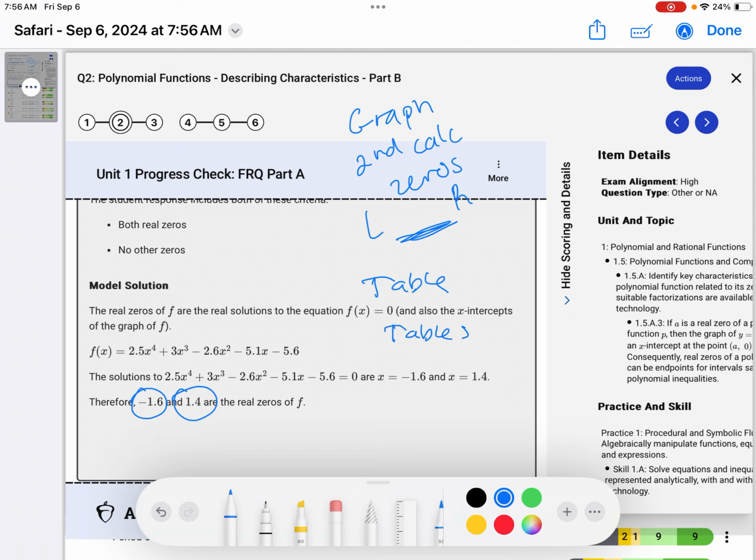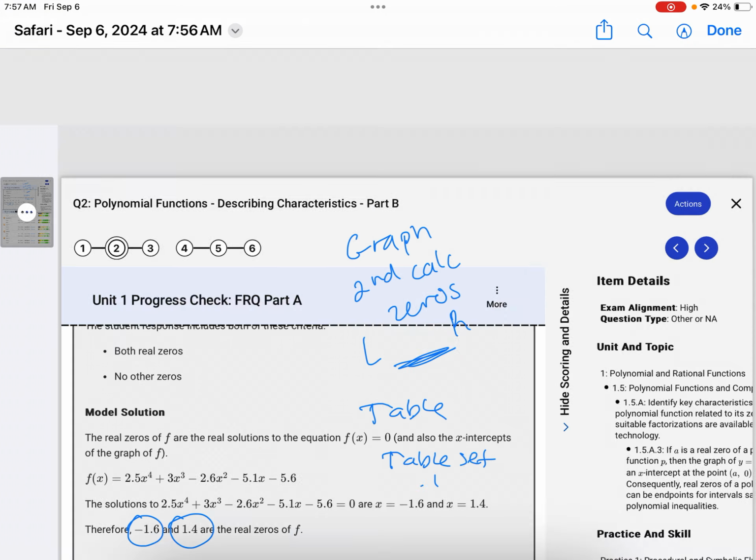So that's another thing you could do as well. But you might have to do table set and go by point ones or something, so you can get smaller increments.